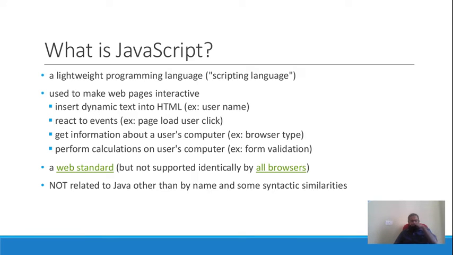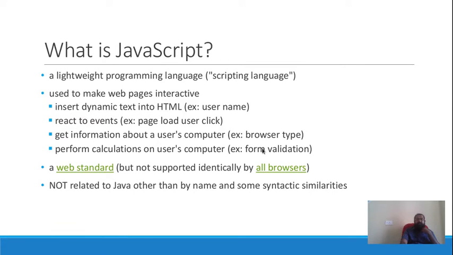So JavaScript is a lightweight programming language. It's a scripting language. It is used to make web pages interactive. It inserts dynamic text into the HTML. For example, it can enter the username or the current date, and react to events, for example when the page loads, when the user clicks, or when the user right clicks, that's an event. It can get information about a user's computer.